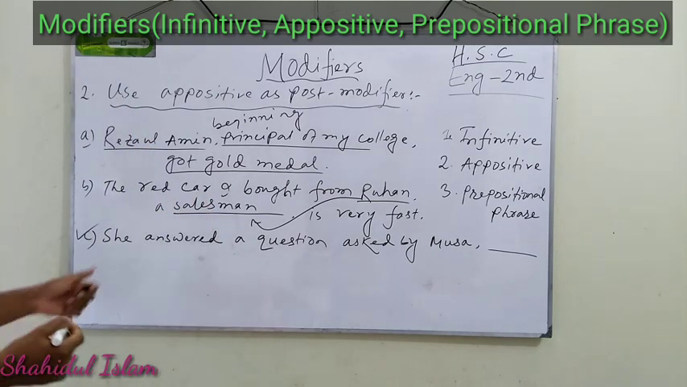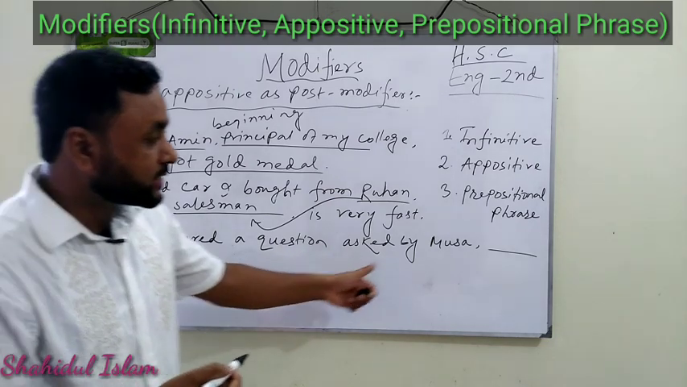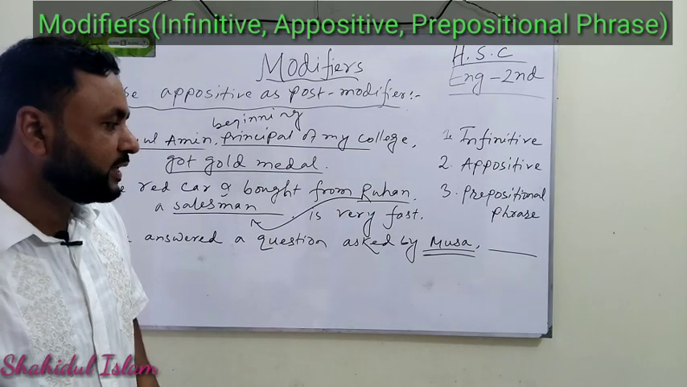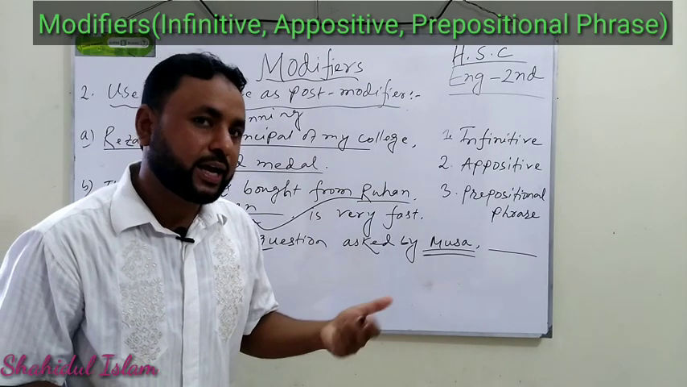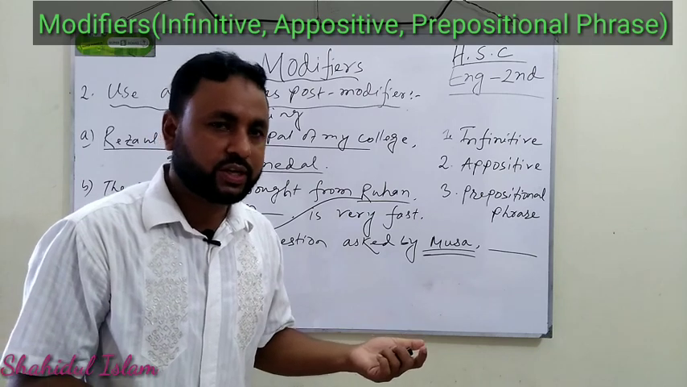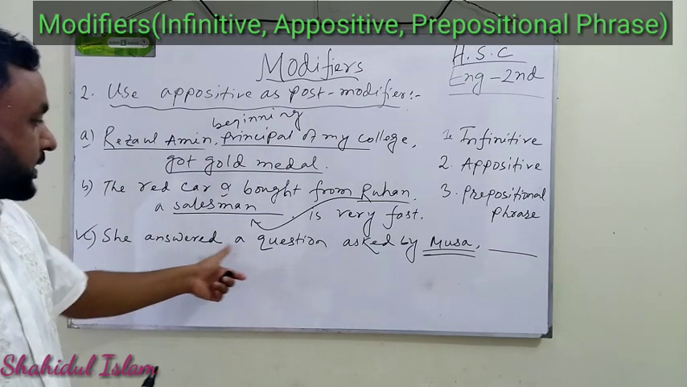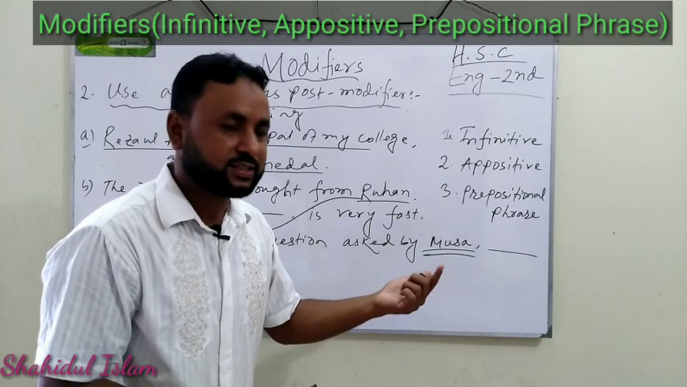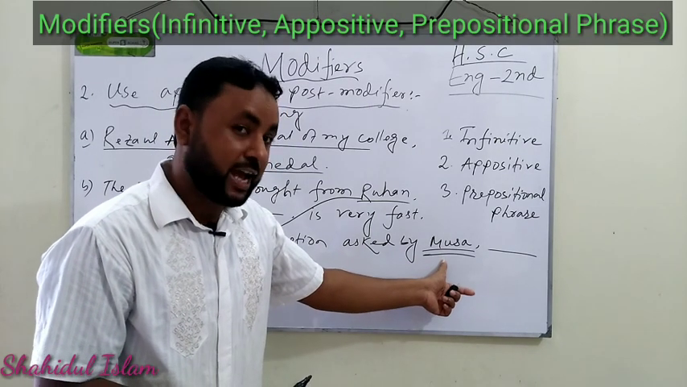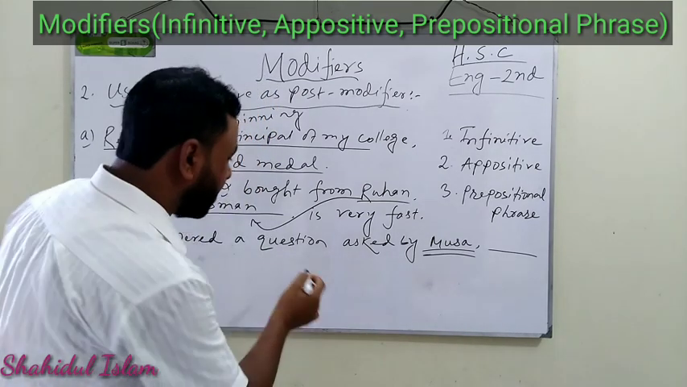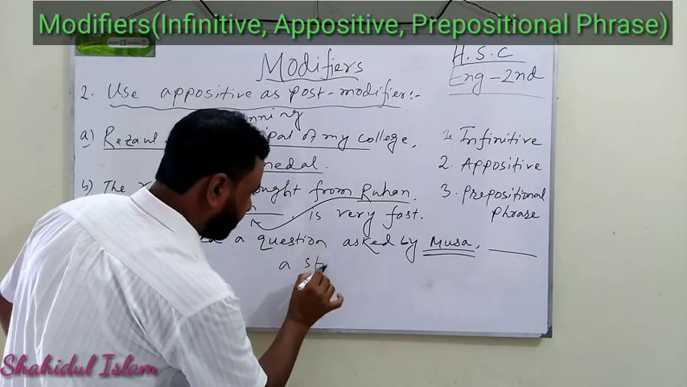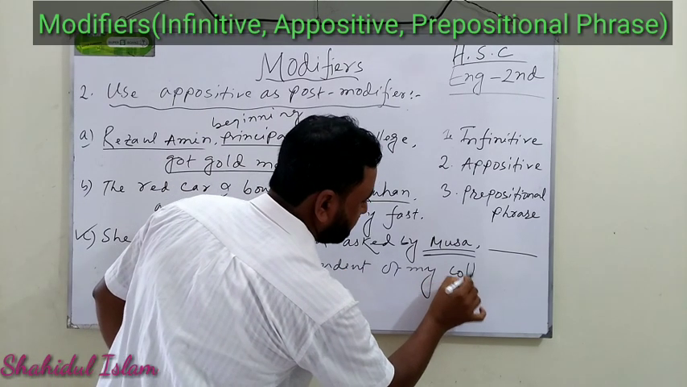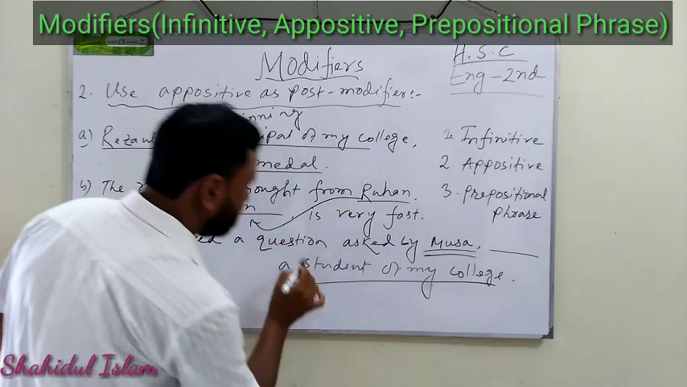Number 3 and C. She answered a question asked by Musa. Here, this is the head noun, Musa, and you will use an appositive here. What kind of appositive can you use? She answered a question asked by Musa, a student of my college. I am giving an identical reference for Musa: a student of my college. It is an appositive.